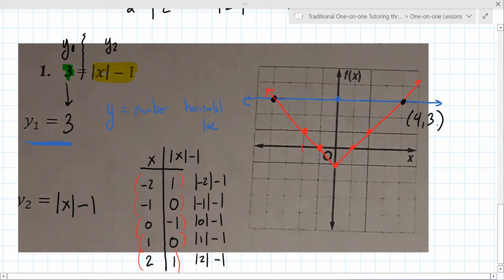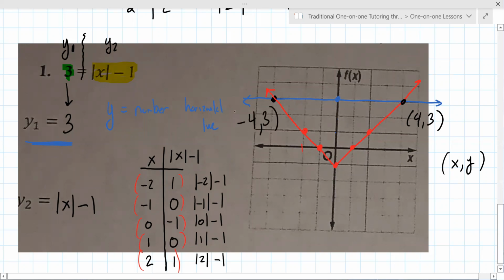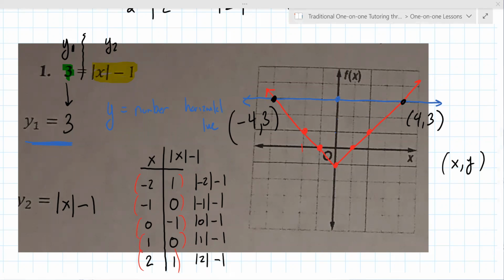How do I know which one goes first? X comes before Y in the alphabet. X comes before Y when you're graphing. And then negative 4 and 3. Yes. Very good. Any questions on that? No. It says solve algebraically. We should do that later. We should just focus again on the graphing until that's clear, and then we'll come back if we've got time for that.